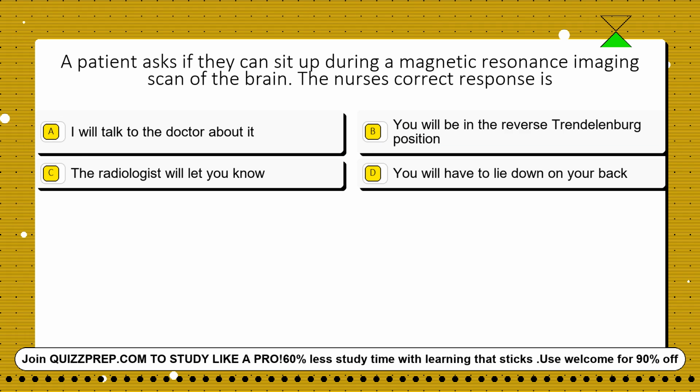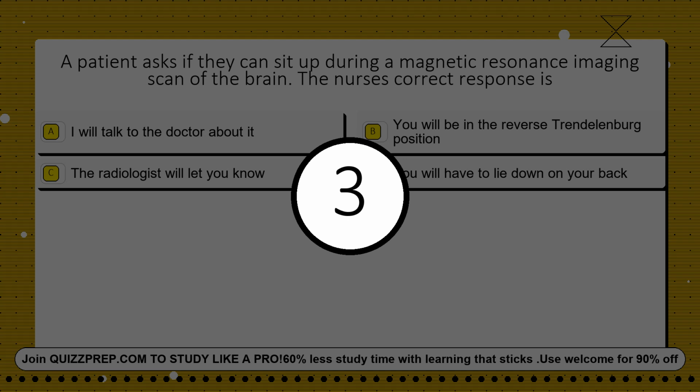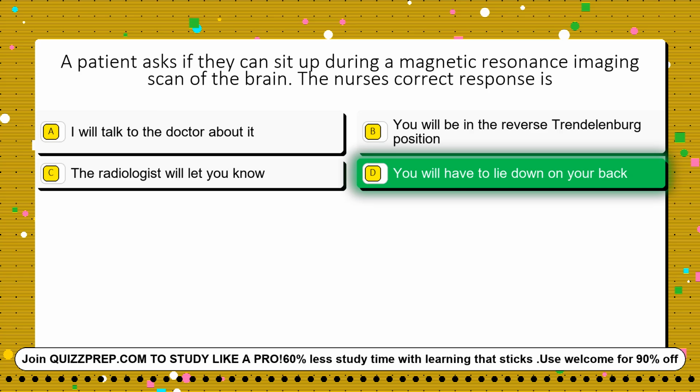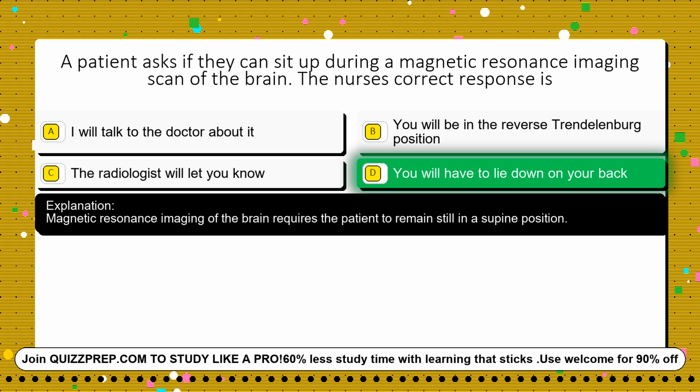Question 52. A patient asks if they can sit up during a magnetic resonance imaging scan of the brain. The nurse's correct response is Option A. I will talk to the doctor about it. Option B. You will be in the reverse Trendelenburg position. Option C. The radiologist will let you know. Option D. You will have to lie down on your back. The correct answer is option D. You will have to lie down on your back. Magnetic resonance imaging of the brain requires the patient to remain still in a supine position.